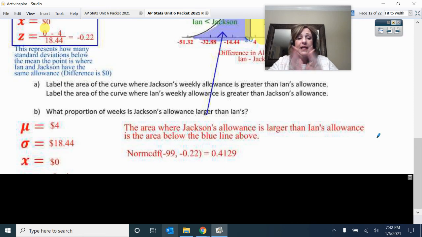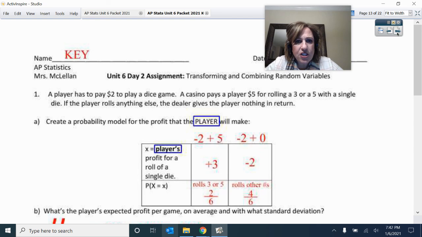So guess what? That's what that tells me, or what the boys are going to say, because they're in competition with each other. Okay, that Jackson is going to get more than Ian on 41% of the weeks. All right, so Jackson can gloat all he wants on those 41% of the weeks, but the rest of the time, Ian's getting more. Okay, so I think that that's all that we're doing on those. Let me just double check. Yes. And so then now you're going to do your assignment on transforming and combining random variables. All right. Good luck to you on that.